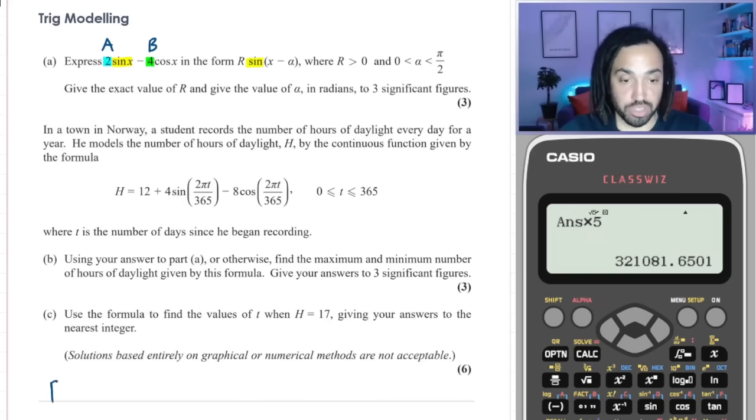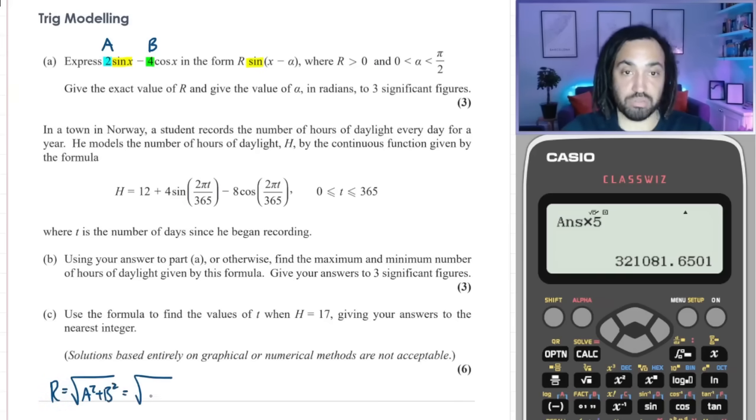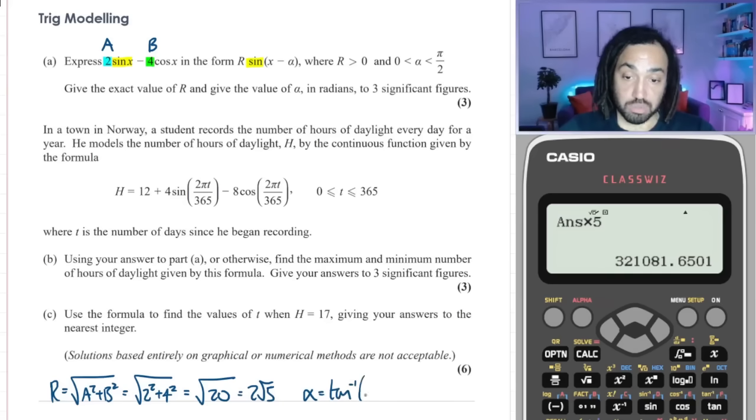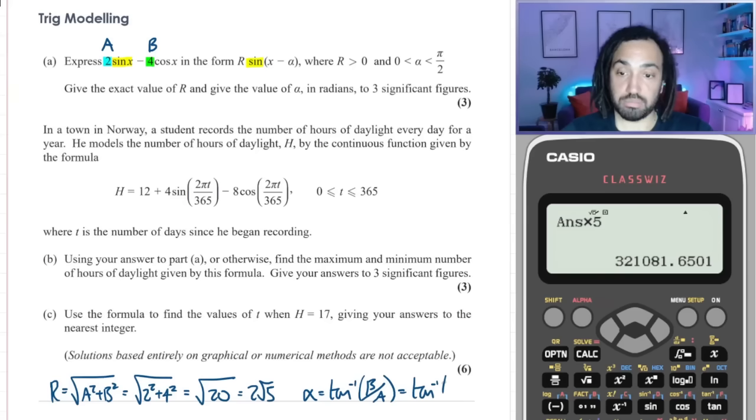So then what you could do is you could say that R is equal to the square root of A squared plus B squared. So in this case it's the square root of 2 squared plus 4 squared, which is going to equal the square root of 16 plus 4 is 20, which is going to be 2 root 5. And then alpha is always equal to tan to the minus 1 of B over A, which is going to equal tan to the minus 1 of 4 over 2, which we could do on our calculator.